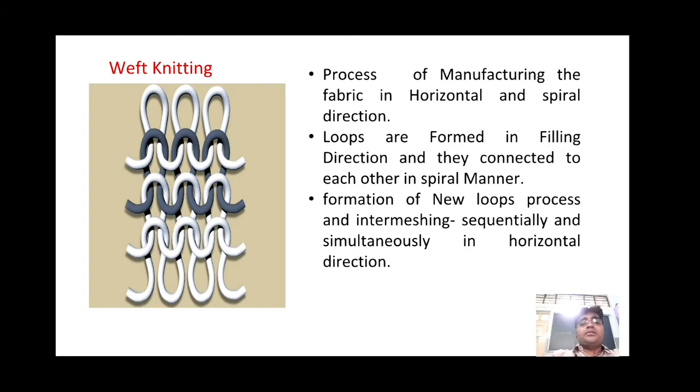Once again we will summarize what weft knitting is. It is a process of producing, or manufacturing, the fabric in a horizontal and in a spiral direction. And why is it known as weft knitting? It is known as weft knitting since the direction of forming the loops and the direction of connecting the loops is the horizontal direction, and the horizontal direction is the filling direction, and filling is known as weft, so this knitting is known as weft knitting.